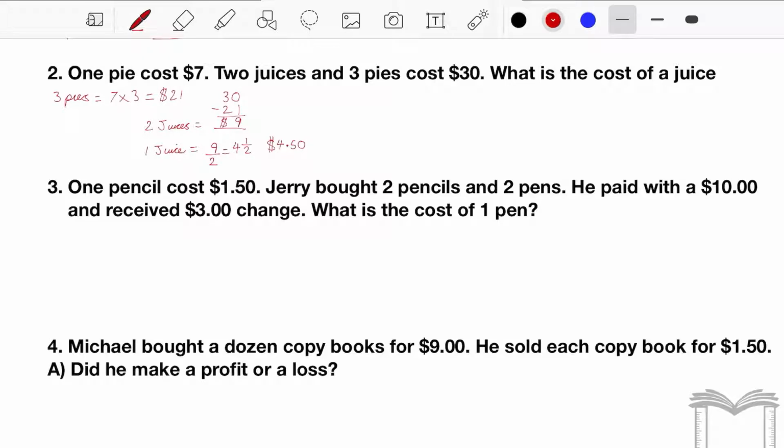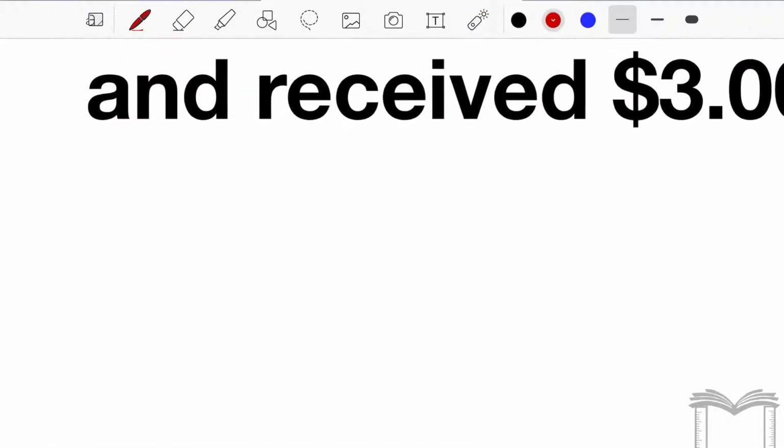Number 3. One pencil cost $1.50. Jerry bought 2 pencils and 2 pens. He paid with a $10 and received $3 change. What is the cost of 1 pen? So I will start by utilizing this information here. $3 change from $10 means that he didn't spend the entire $10 on the items. He only spent 10 take away 3.